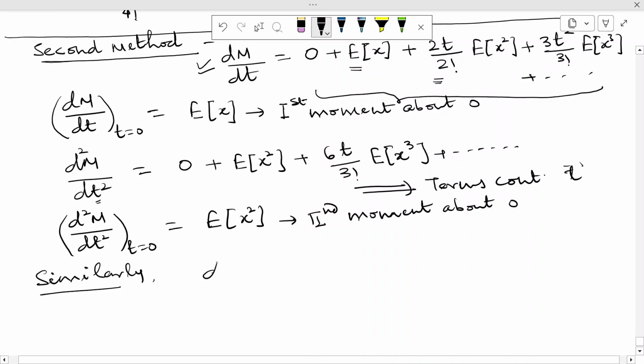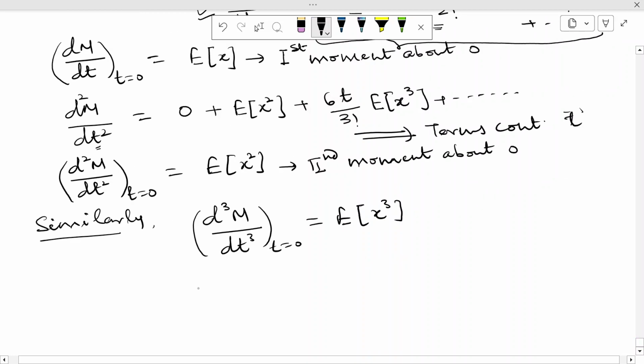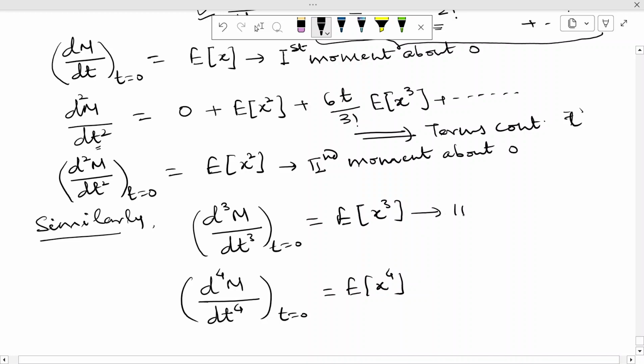Similarly, you can obtain the third moment by differentiating your moment generating function three times and putting t equals 0, and this will give you the expectation of x cube, which is your third moment. And lastly, if you differentiate this moment generating function 4 times with respect to t and put t equals 0, this comes out as the expectation of x to the power 4. So here you have your fourth moment about the origin. So this is how we can obtain them.